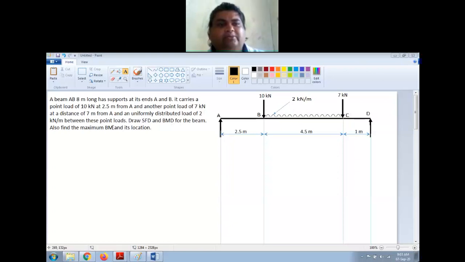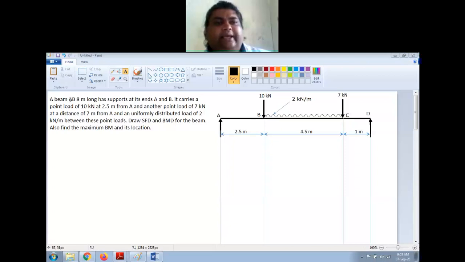Also find the maximum bending moment and its location. This is a university exam question, so let us try to solve this. I have already drawn the beam here based on the question. The diagram is not given. I have drawn it to save time.